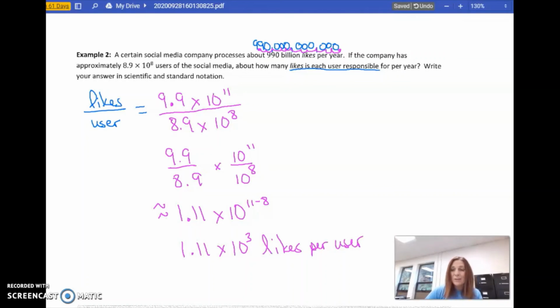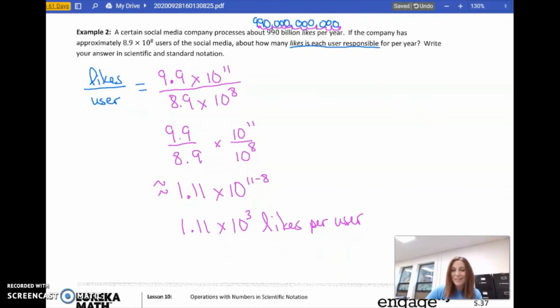Now, just to kind of put that in perspective a little bit, it does want us to write in standard notation too. So remember, if I wanted to go into standard notation, I would take this positive 3 and I'd take my decimal point and move it 3 units to the right. So that would become 1,110 likes per user per year. That's a lot of likes.